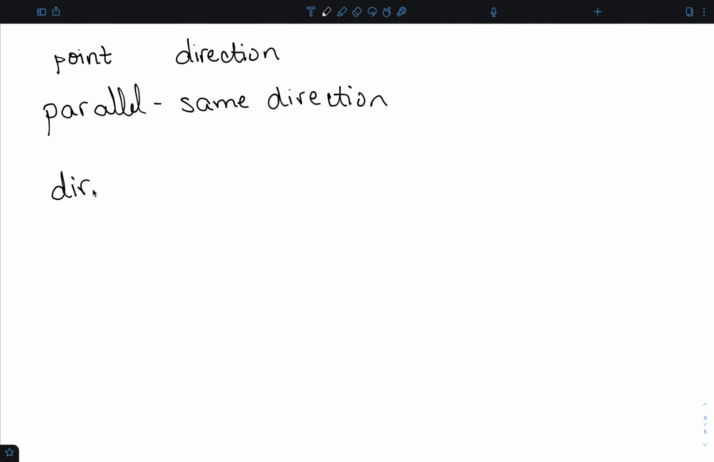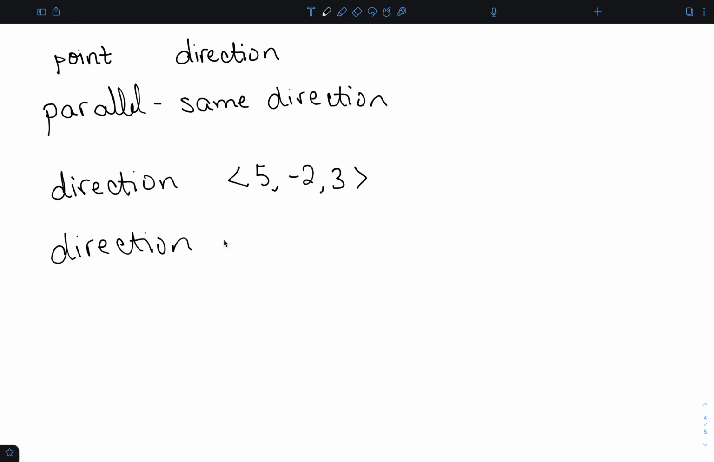Let's suppose we have a line that moves in the direction 5, -2, 3. And we have another line that moves in the direction 10, -4, 6. These both move in the same direction, although they are a different length. This second one is twice as long.